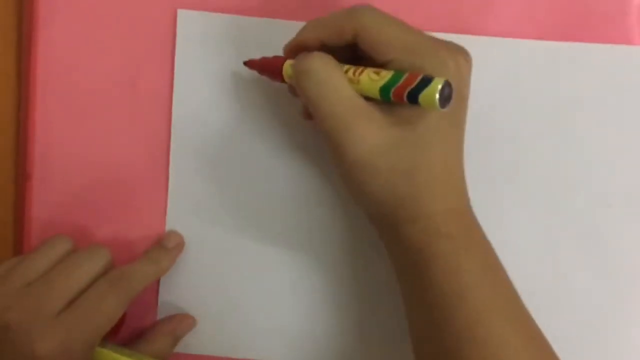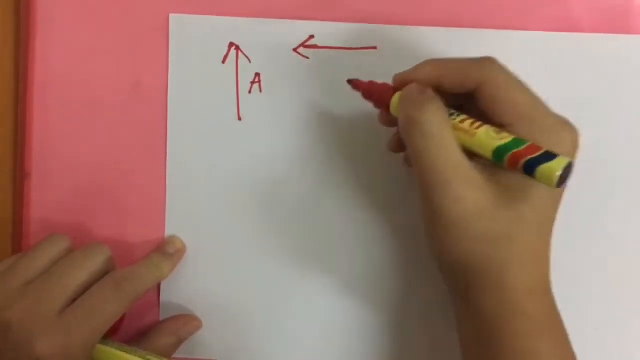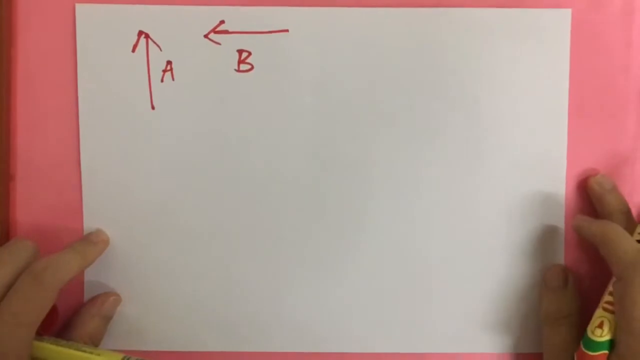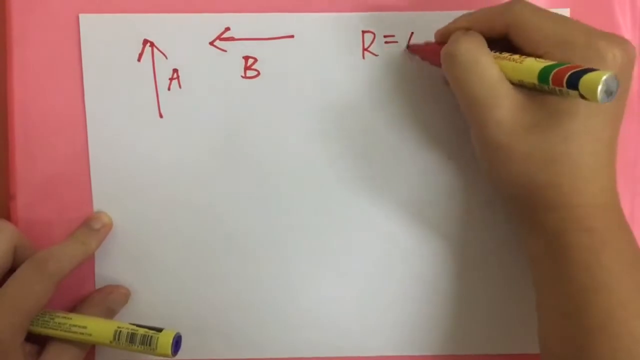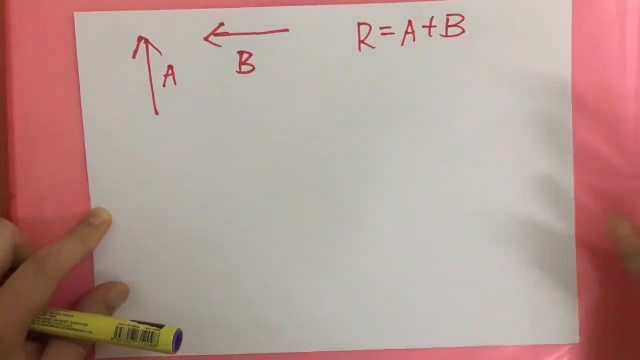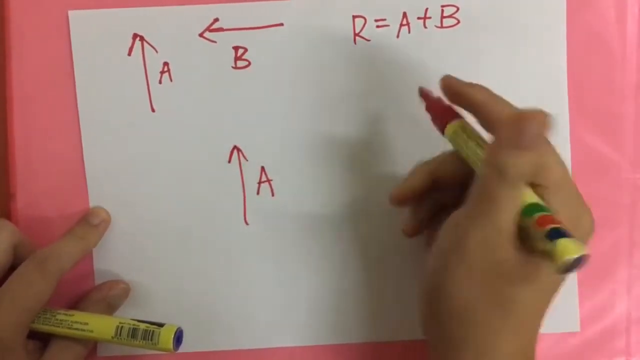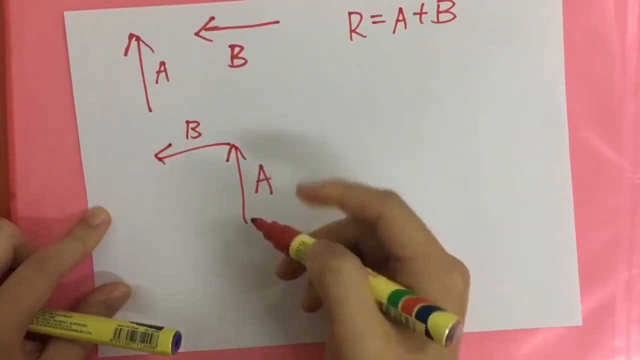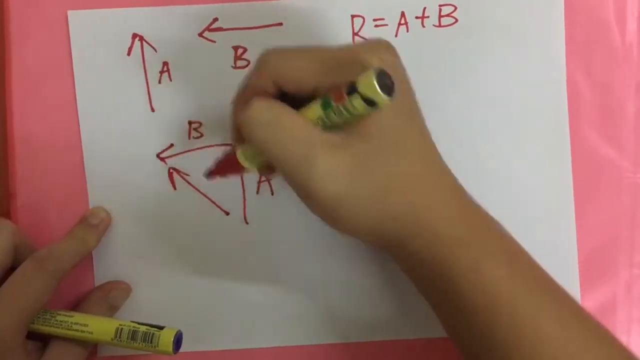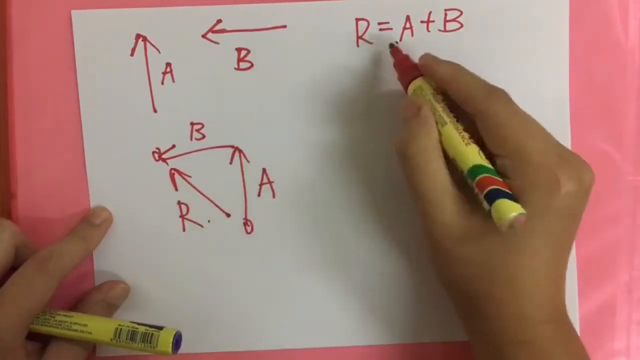Okay, I have another example, where the A vector is going up and B is going to the left. So this is different compared to the previous one. I want to find R equals A plus B. So what can I do? First we copy A, then we put B towards here. So they go together in the same direction. And the resultant would be the straight line from the initial point to the final point. So this would be our R, the same as this equation.